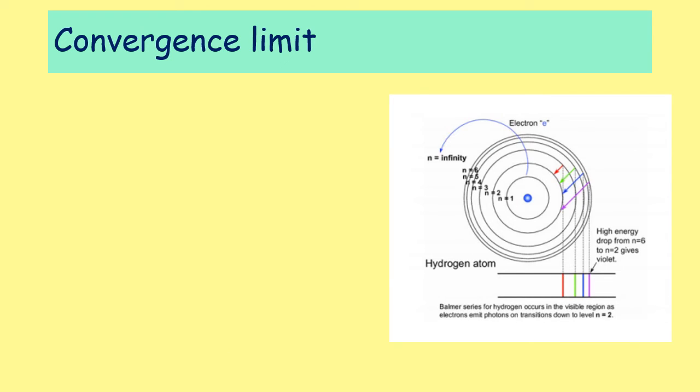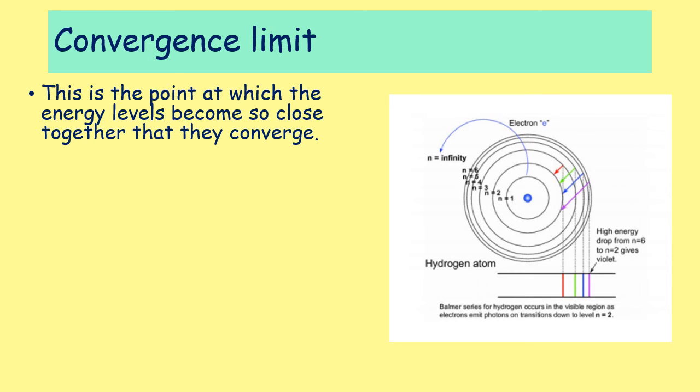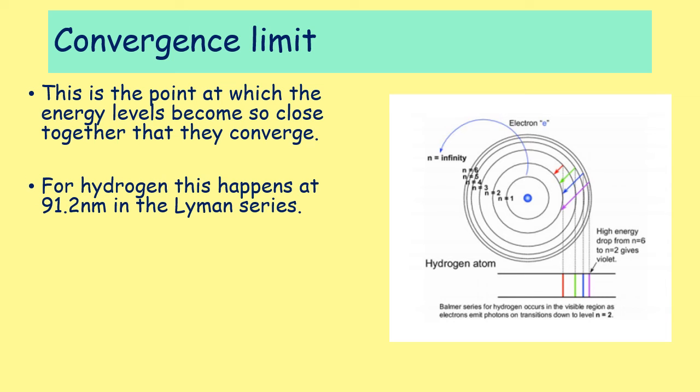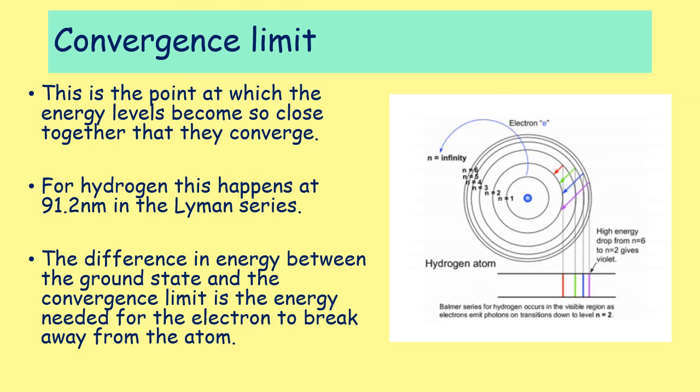Now for each atom, we have a thing called the convergence limit. This is the point where the energy levels become so close to one another that we can no longer tell them apart, and so they converge, they come together. That's what converging means. For hydrogen, this happens at 91.2 nanometers. The convergence limit is what we can consider the edge, the very end of an atom.